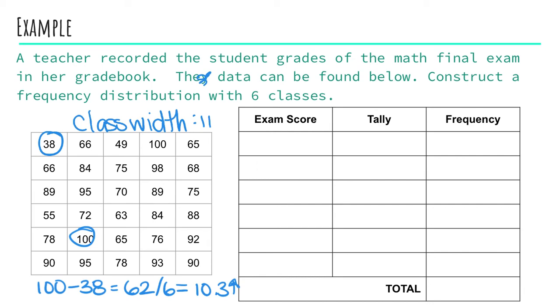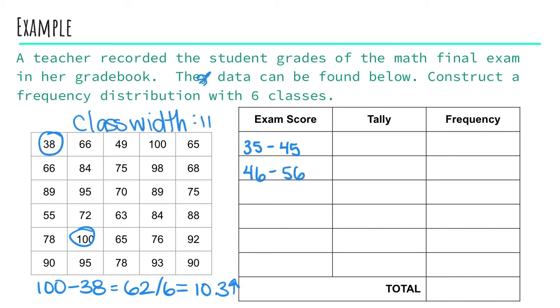All right, so I'm going to start with a value that is either the lowest value or a number that I like that's below the lowest value. So I'm going to start with 35 in my first class. And if my class width is 11, that means my interval is going to go from 35 to 45. We don't want numbers to overlap when we are creating our intervals for our classes. So my next class will start at 46 and go to 56.